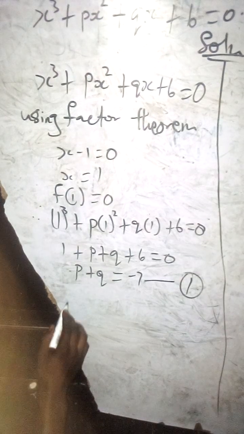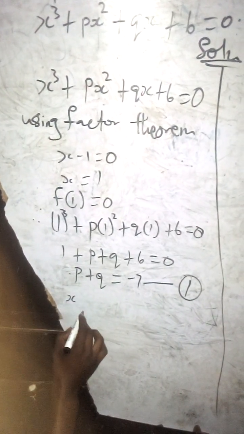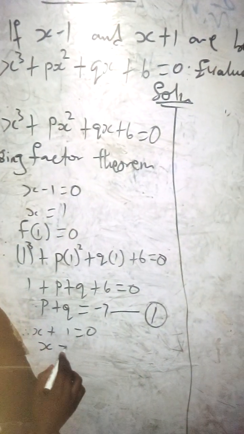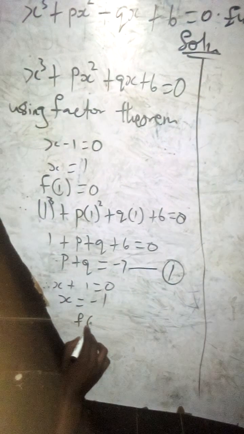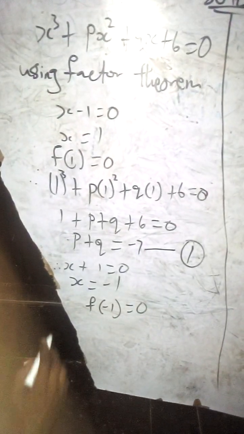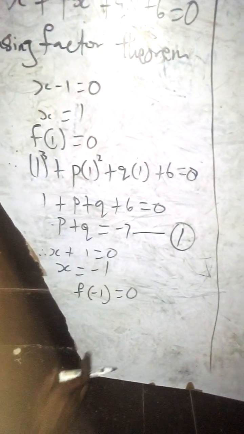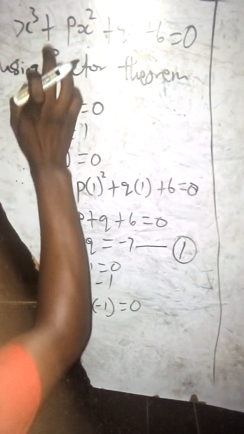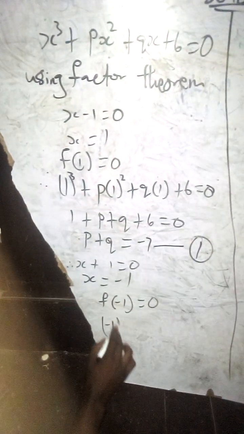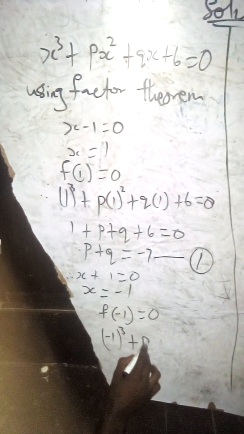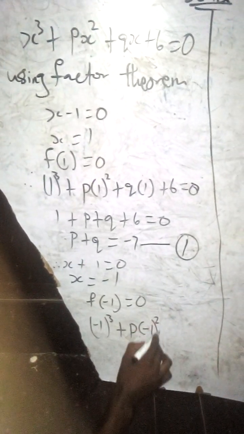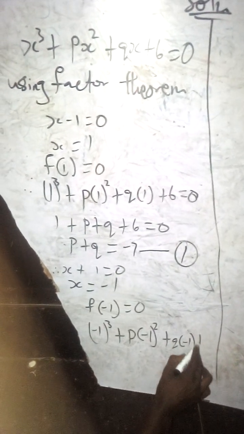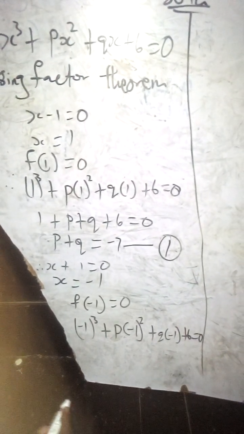Now, when x is plus 1, we have that x will be equal to minus 1, and f of minus 1 is equal to 0. Since f of minus 1 is equal to 0, then let's replace this minus 1 back into this equation that we have here. We now have minus 1 all cubed plus p into bracket minus 1 square plus q multiplying minus 1 plus 6 equals 0.